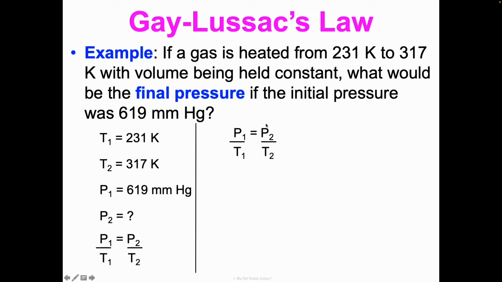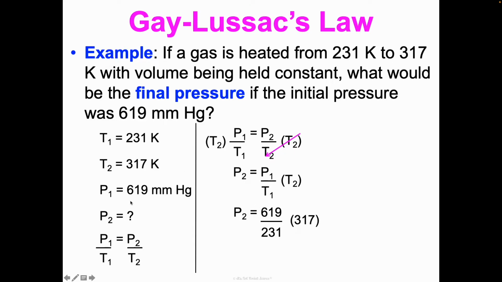Now we're looking for P2, so we need to get it by itself, which means we need to get rid of temperature 2. We need to do the opposite of what's being done to it. It's currently being divided by temperature 2, so we're going to multiply both sides by temperature 2. That allows these variables to cancel out. We're left with P2 by itself equals P1 over T1 times T2. So now we're just plugging in variables. P1 is 619, T1 is 231, and then T2 is 317. And then we can just solve. 619 times 317 divided by 231 and you should get 849 millimeters of mercury.